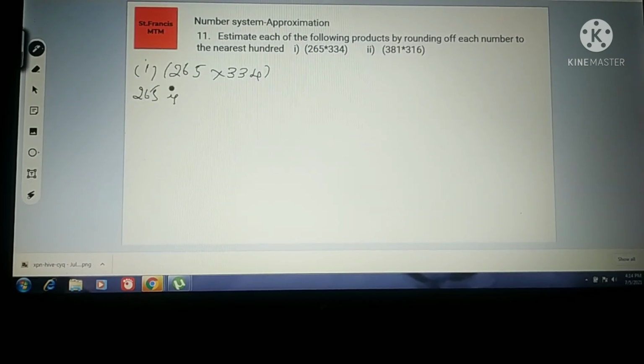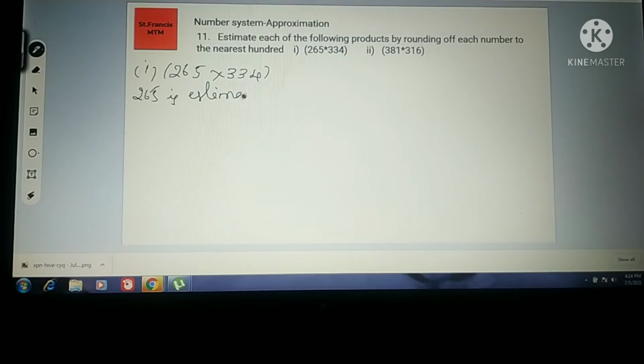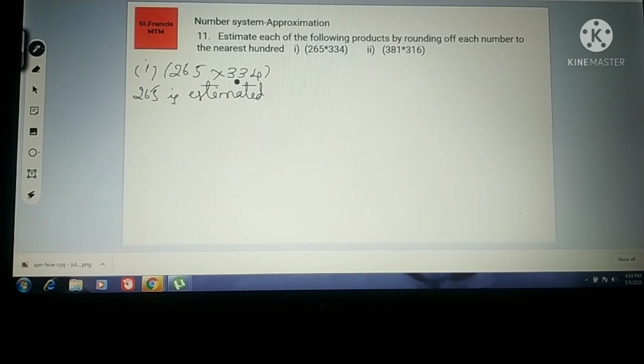265 is estimated to the nearest 100. So to round to the nearest 100 we have to look at the tens digit. We check if the tens digit is greater than 5 or not. It is greater than 5, so add 1 to the hundreds digit and replace the remaining digits with 0. So what you get here? 300.